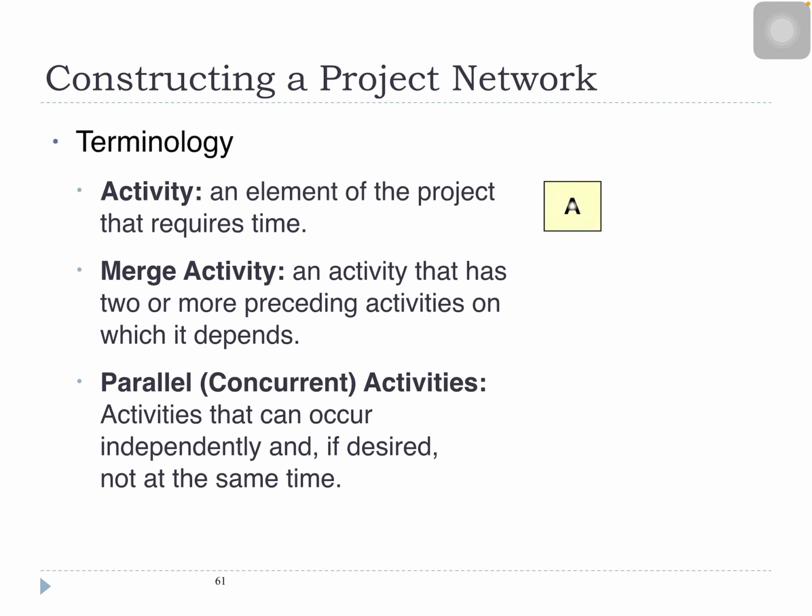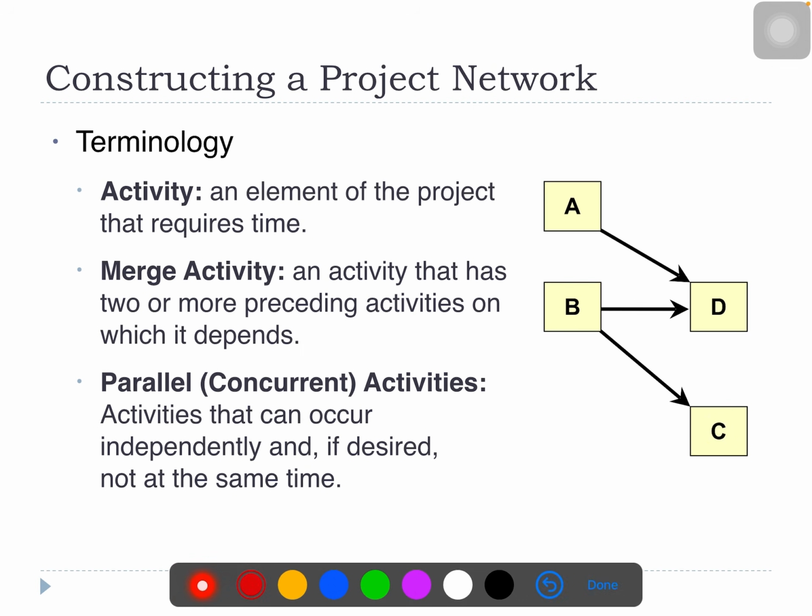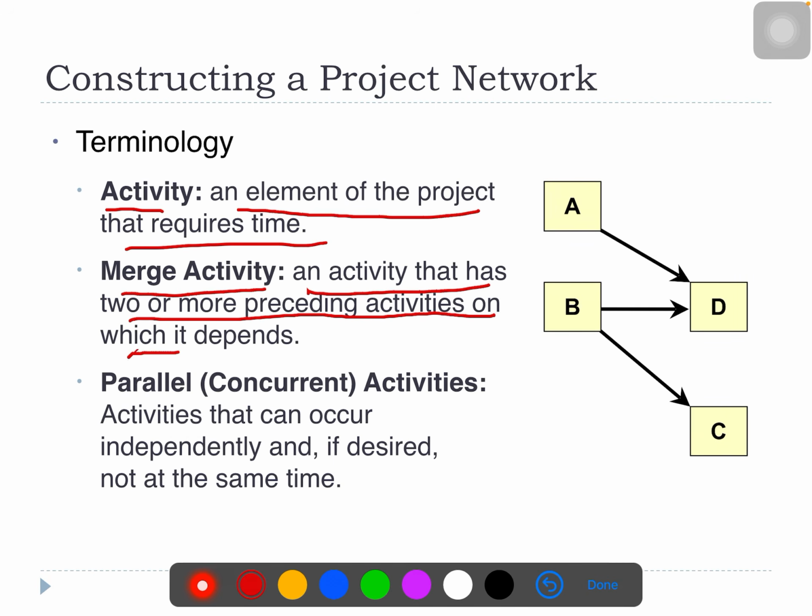Constructing a network. Okay, there are some things that you need to know before you construct a project network. All right. First of all, activity. What is an activity? It's an element of the project that requires time. A merge activity is an activity that has two or more preceding activities on which it depends. And parallel concurrent activities are activities that can occur independently, and if desired, not at the same time.